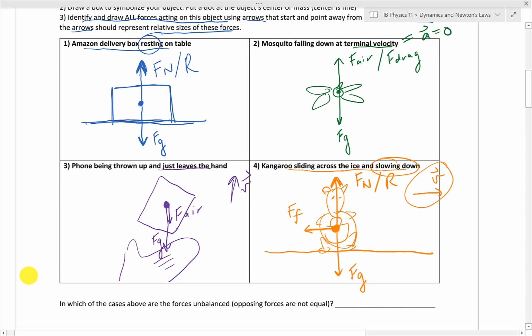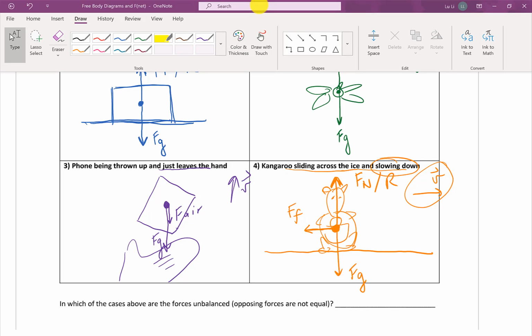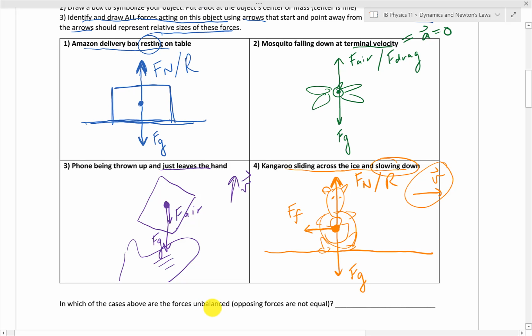Now, in which of the above cases are the forces balanced? Well, when the forces are unbalanced, we know that the forces in opposite directions do not cancel out. So which ones do cancel out? Let's take a look at number 1. The force the table is acting on the box, Fn and Fg, they are equal in length. They do cancel out, which causes this box not to move. So therefore it's resting on the table.